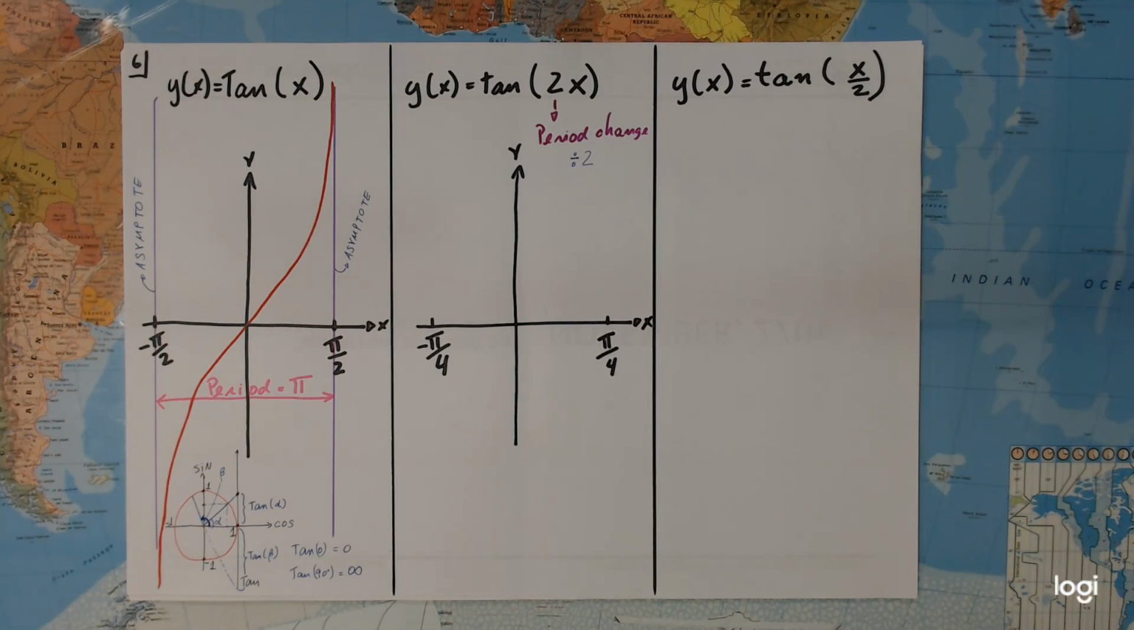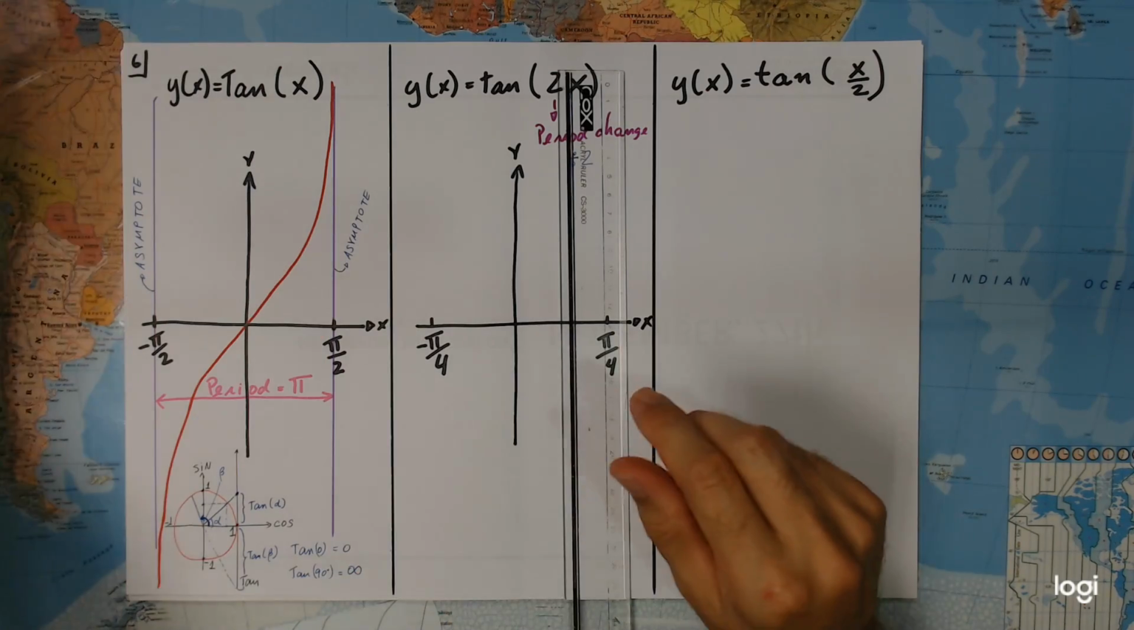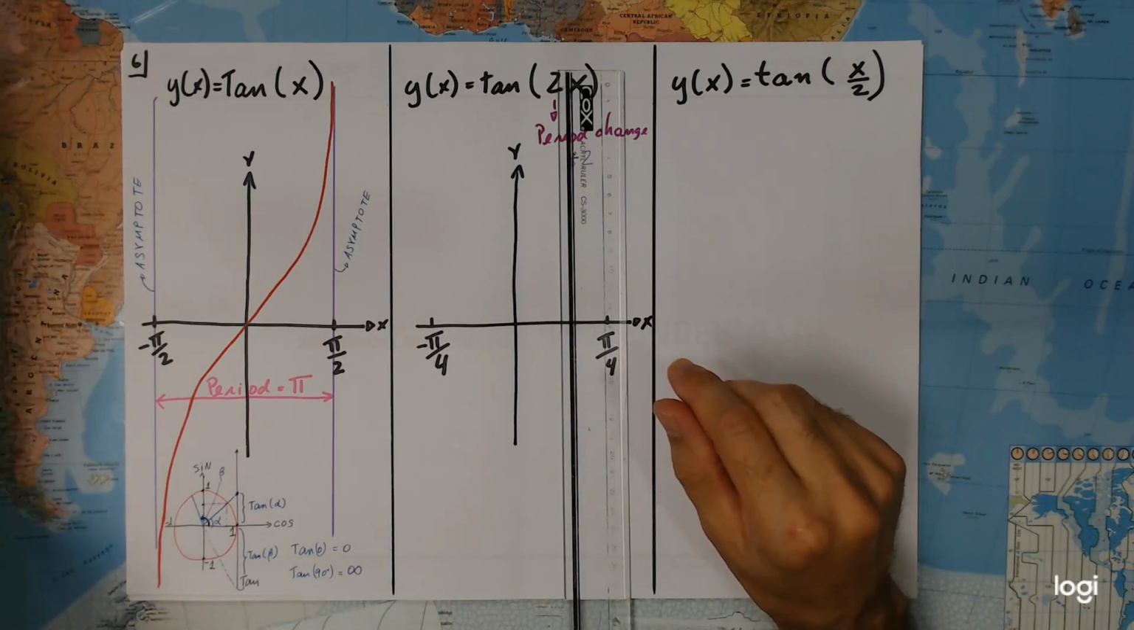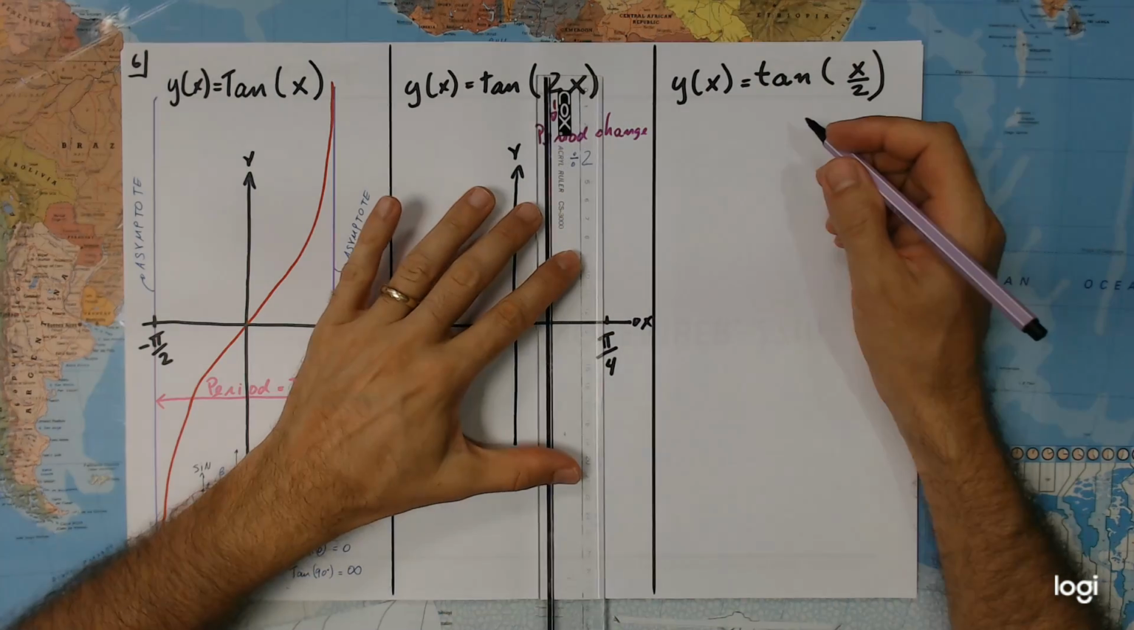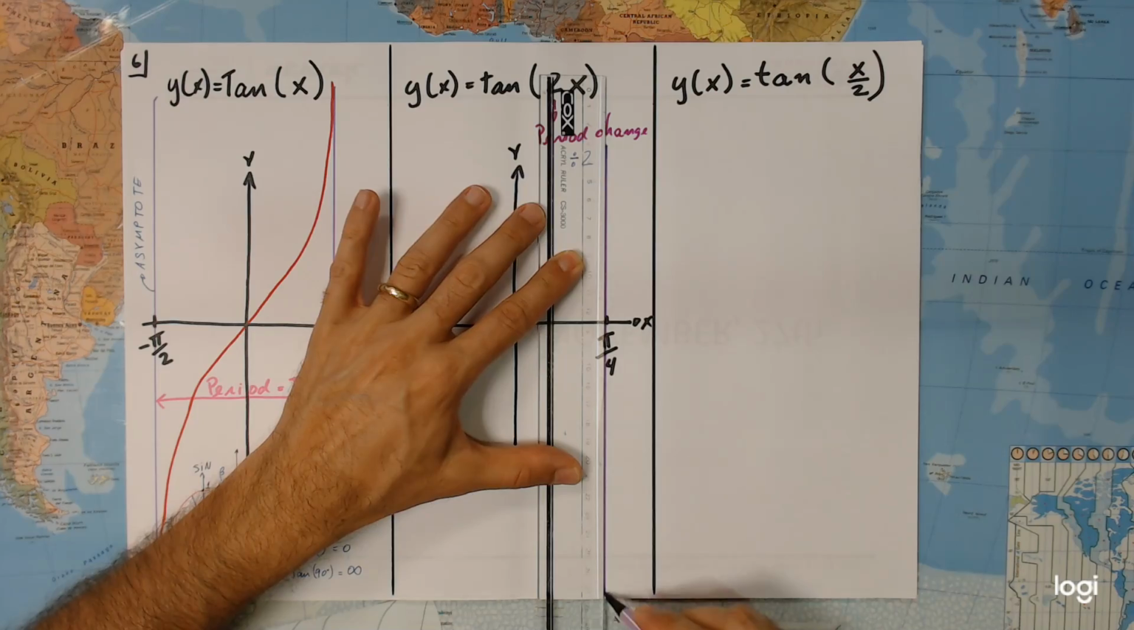And now let's make our asymptotes. Not this one. Probably this one or this one. Doesn't matter. Always draw your asymptotes.